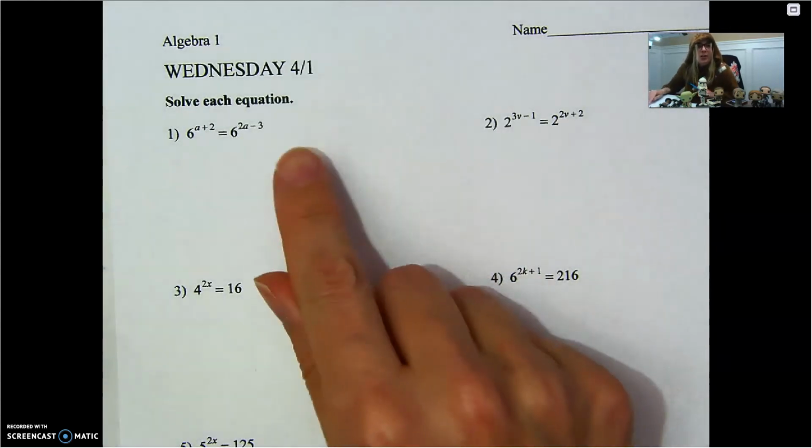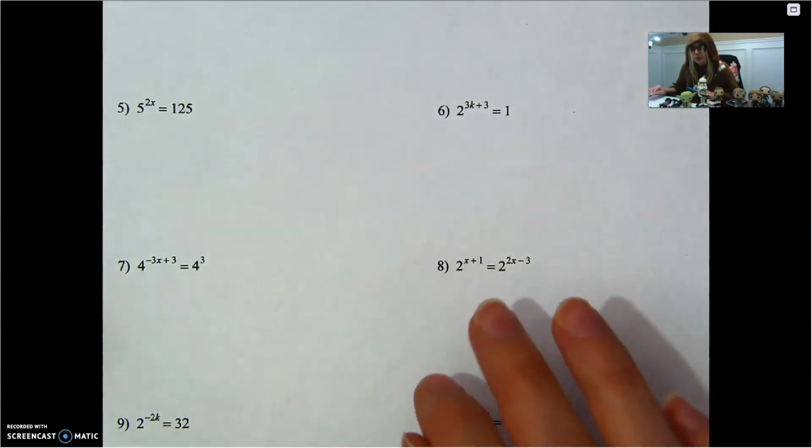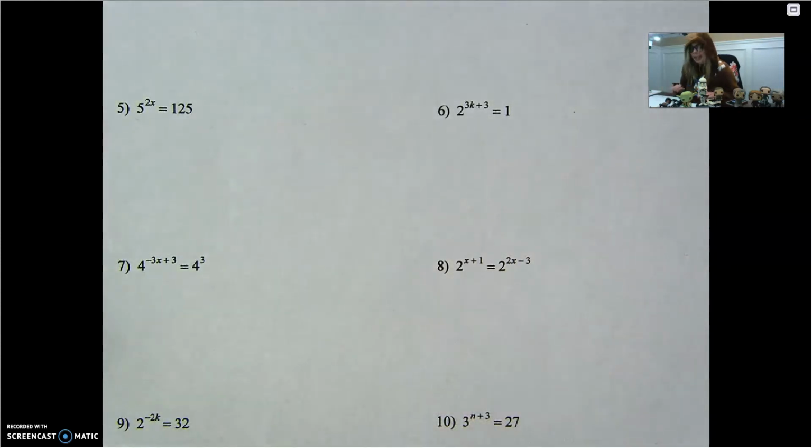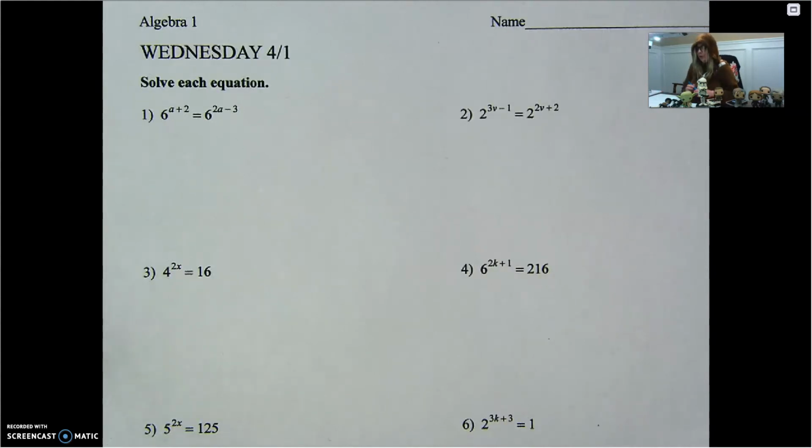Okay, so here's the Wednesday sheet. There's 10 problems here. I'm going to do probably the first 6, and then I'll leave the last 4 for you to do and take a picture and put on Edmodo.